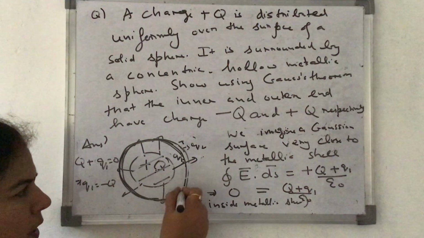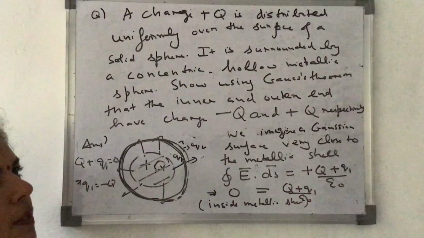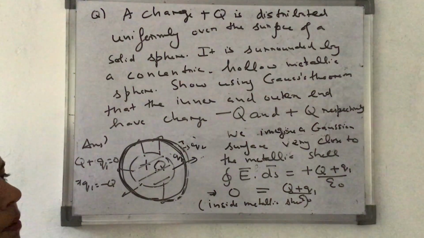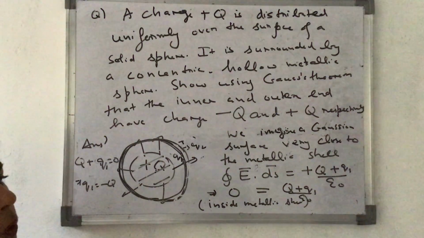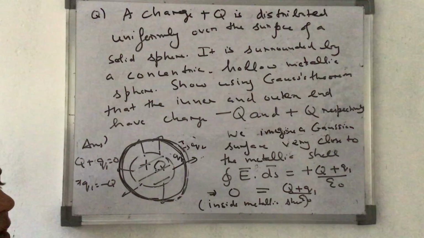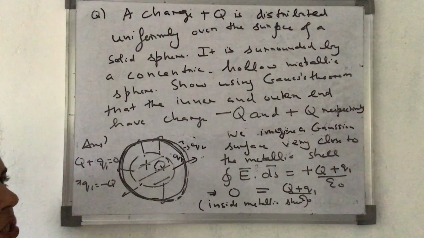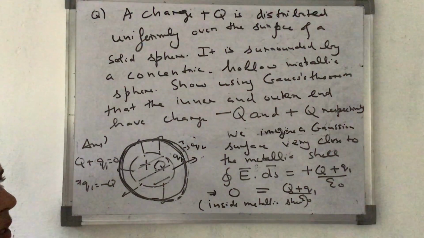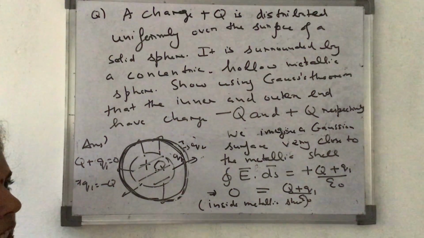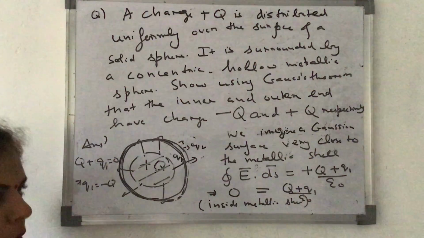This thing which I'm showing is capital Q plus q1. So according to Gauss theorem, the integration of E dot ds is equal to (q plus q1) divided by epsilon. Another thing we know is that inside the shell, the total charge is equal to 0, because whatsoever charge you give inside, that will come outside.